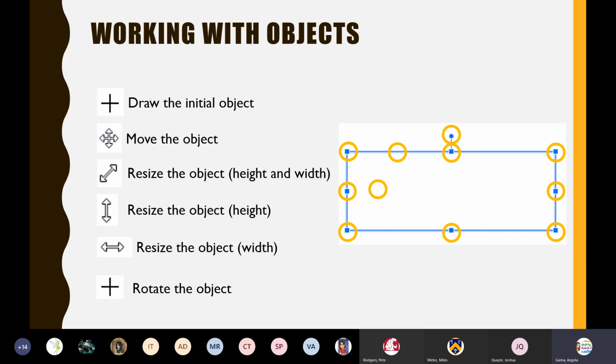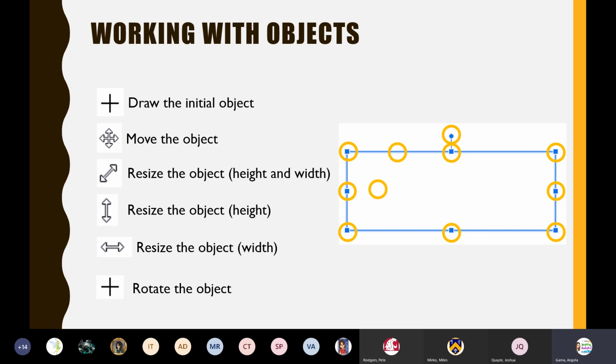Now, if I want to make it just taller or shorter, I will have to have my pointer look like this, the up and down arrow. So I will have to place my mouse on top of any of these to change the height of my object. If I want to make it wider, I can make my mouse look like the double arrows, but in a horizontal way, if I place it on one of the outer frame right there on the sides.